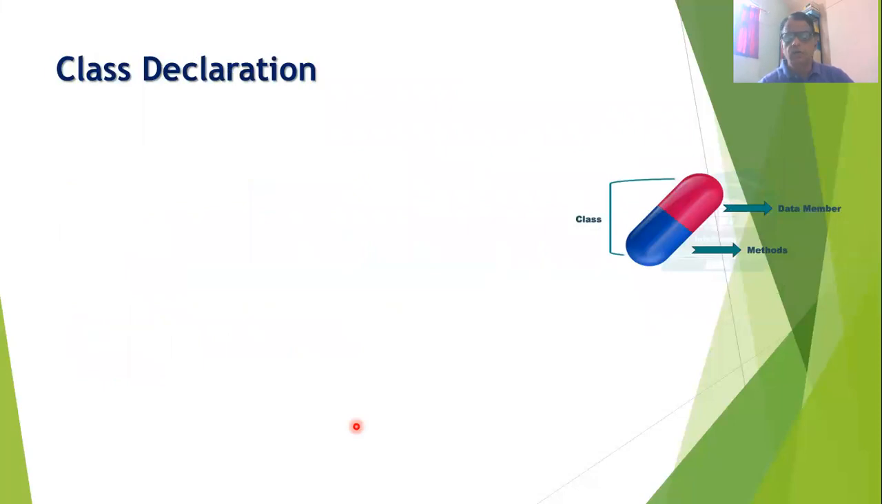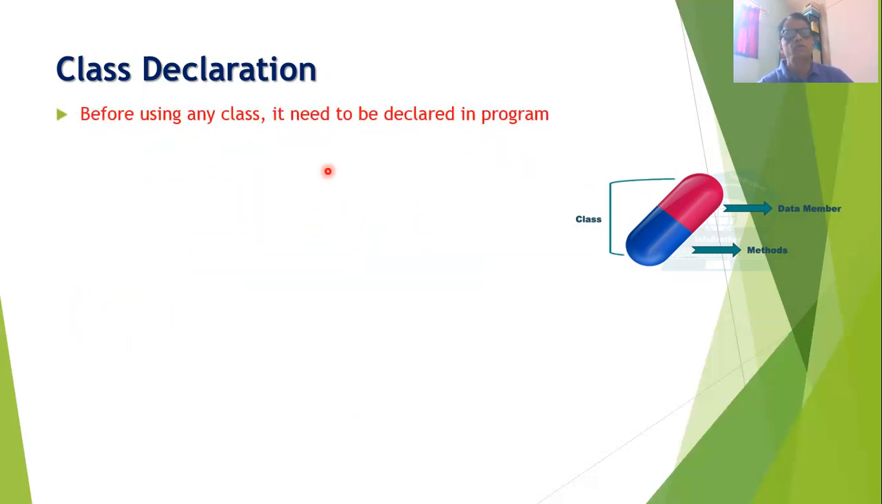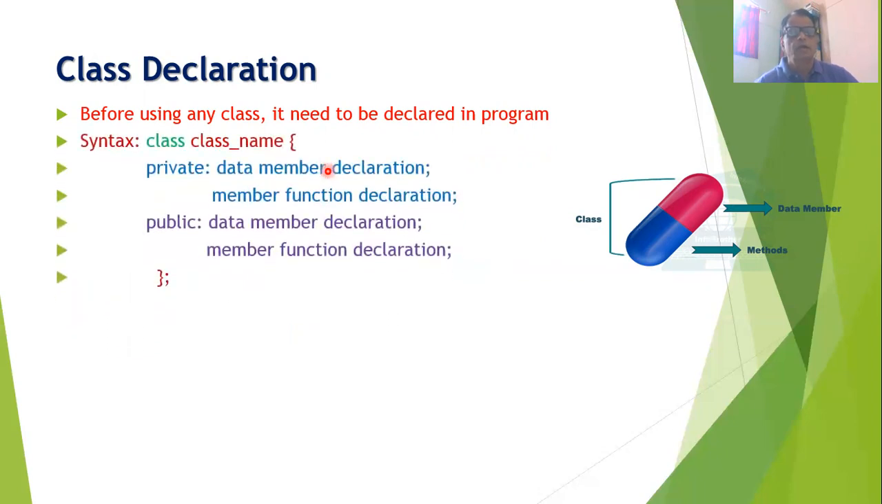Let us see how a class is declared in C++. Whenever you want to make use of any class in a program, you need to declare it to the compiler. The syntax for the declaration is like this. Initially, you write the keyword class, then a class name, which can be any valid variable name. Then in curly brackets, you mention the different members of the class.